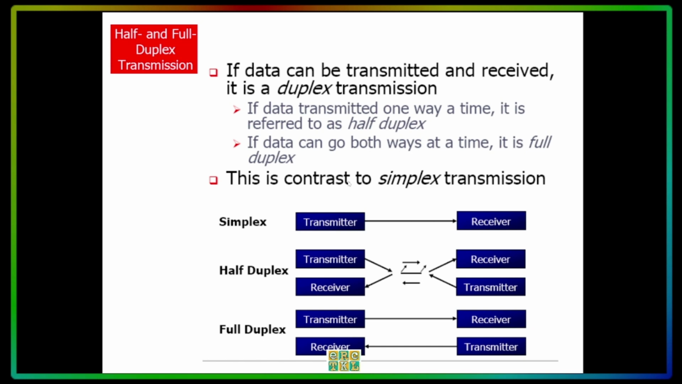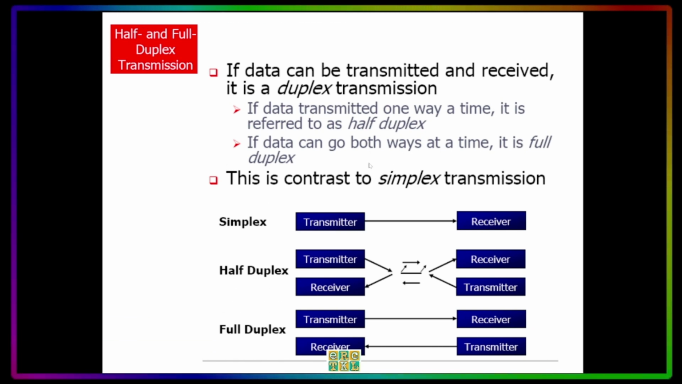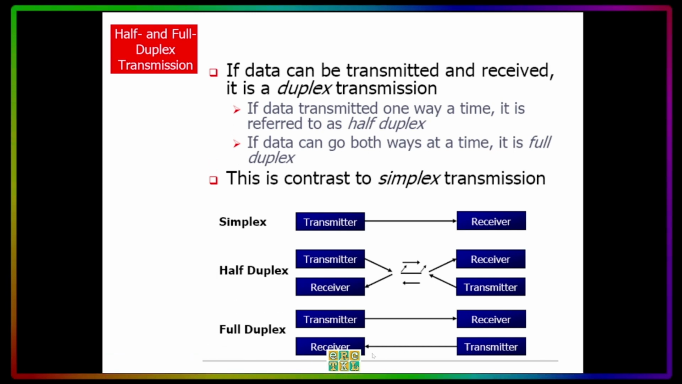Now, if the data can go both ways at a time, it is what we call full duplex. For example, the transmitter is going to the receiver here, and another transmitter on the right is going to the left. So they are doing this at the same time. That's what we call full duplex.